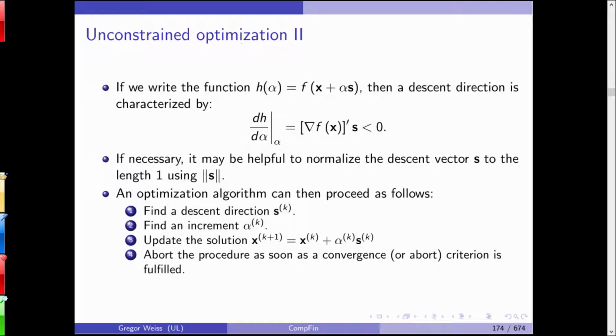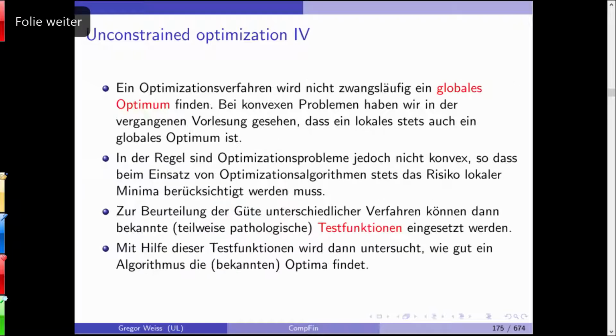So we find a proper, actually "decent" is the wrong translation. I have to say a proper or a sensible direction, s. We have to find an increment alpha, update the solution x_k+1 equal to x_k plus alpha_k times s_k, and then abort as soon as we see the sequence converge.